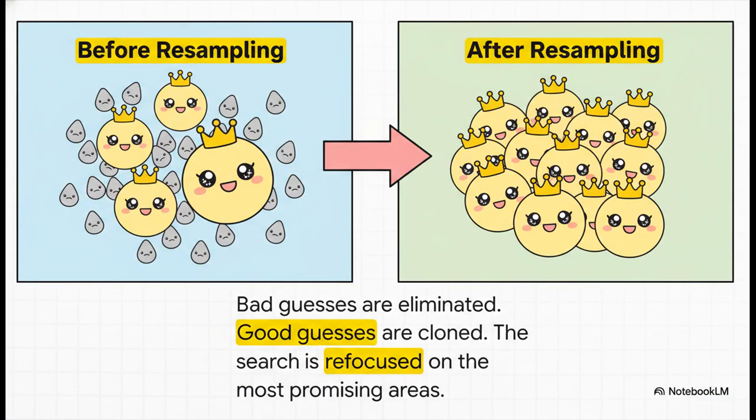Look at the left side. You've got the particles after an update. They're still kind of spread out, right? But then, on the right, after resampling, look at that. The bad guesses, those lonely outliers, gone. The good guesses have been cloned, creating this dense new cluster right around the most promising area. The filter is focusing all of its brainpower where it matters most.